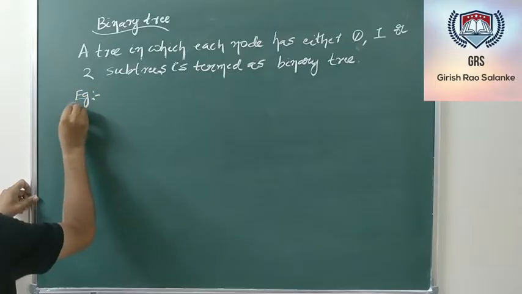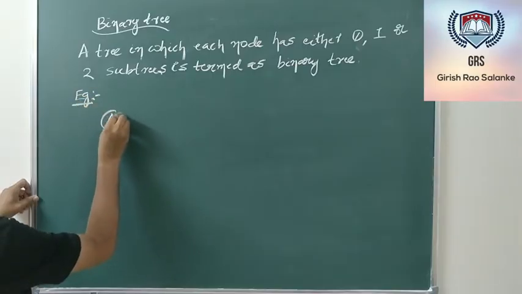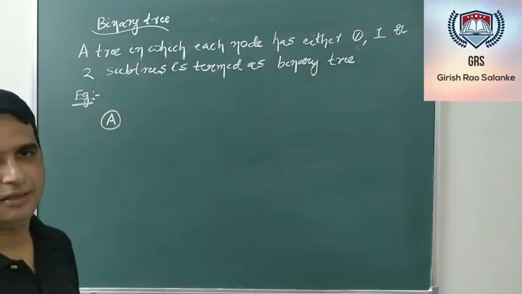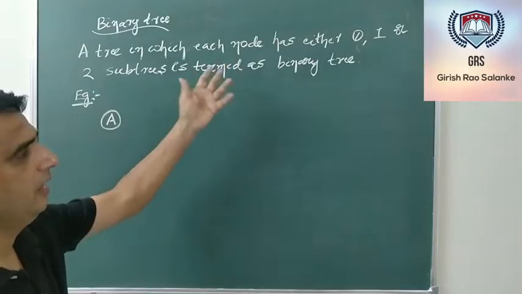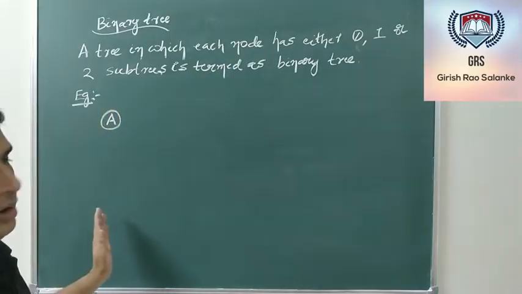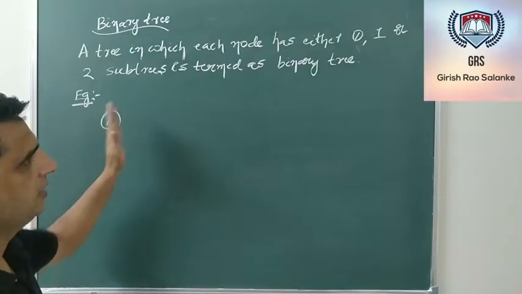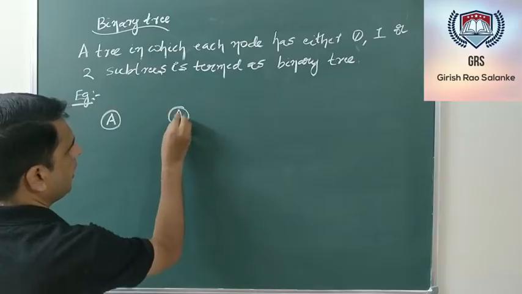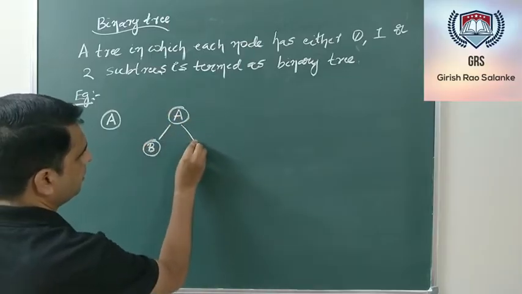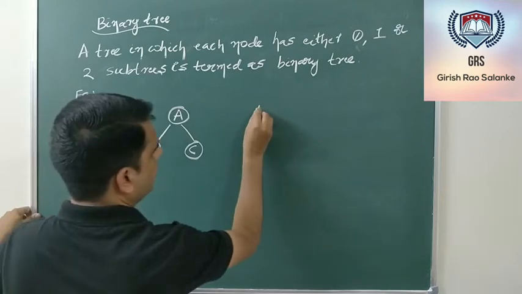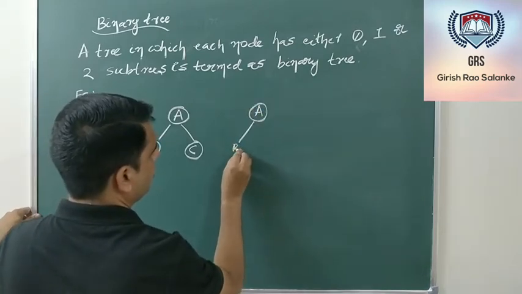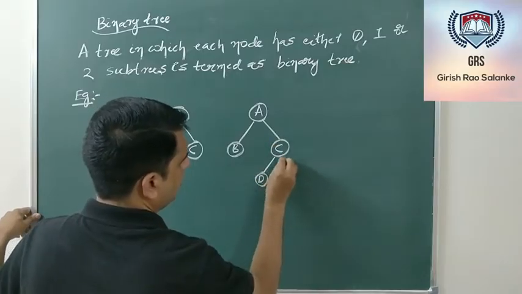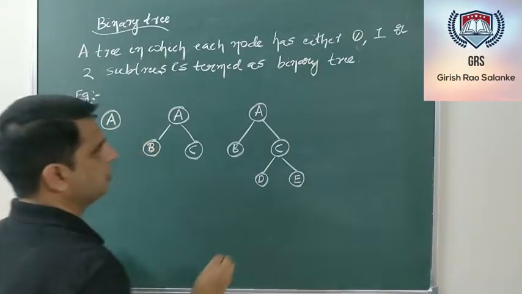Example, assume that there is just only one node with information as A. So even this is a binary tree. It says that a tree in which every node has either 0, 1 or 2 subtrees. This is a tree with only one node. Now I can take one more example, A with 2 children, B and C. I can take one more example, A, B, C, D, E. This is also a binary tree.